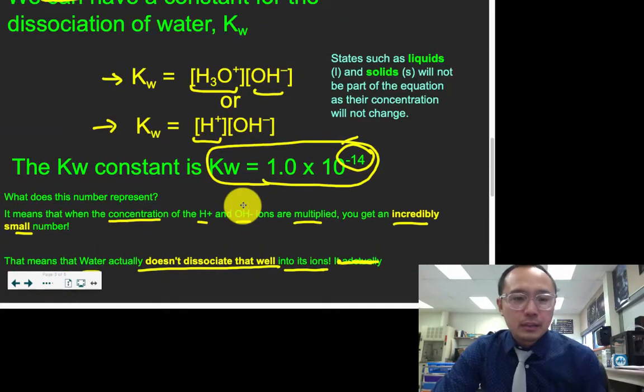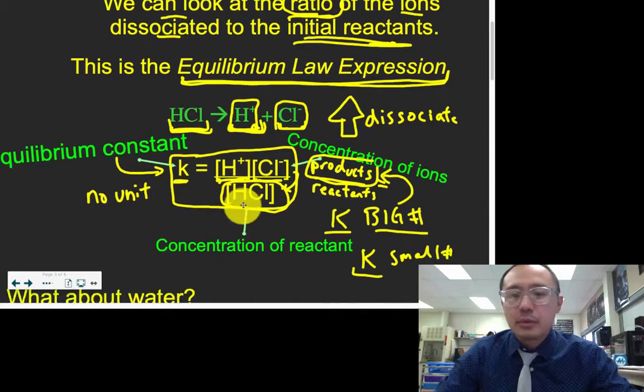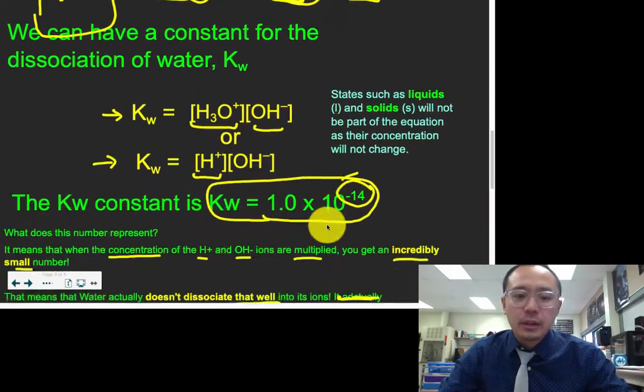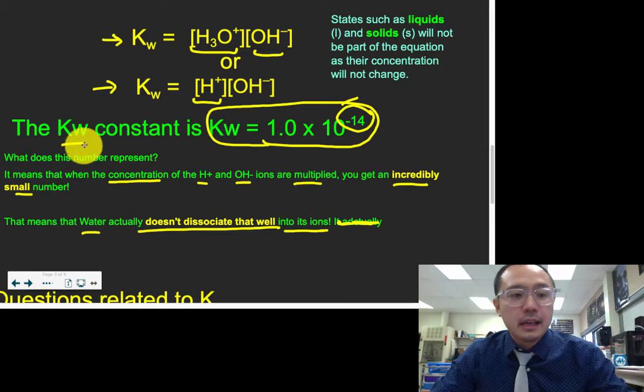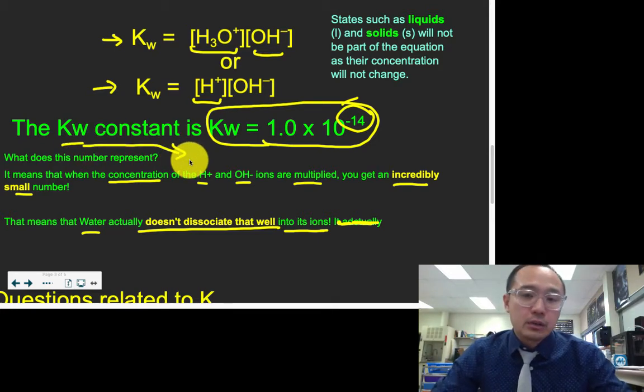Alright, so that's your introduction to the equilibrium law expression, looking at your Kw, which is the expression for water, and what this constant K represents. In the next video, we're going to look at some calculations involving this water constant and how this can eventually be used to calculate your pH.